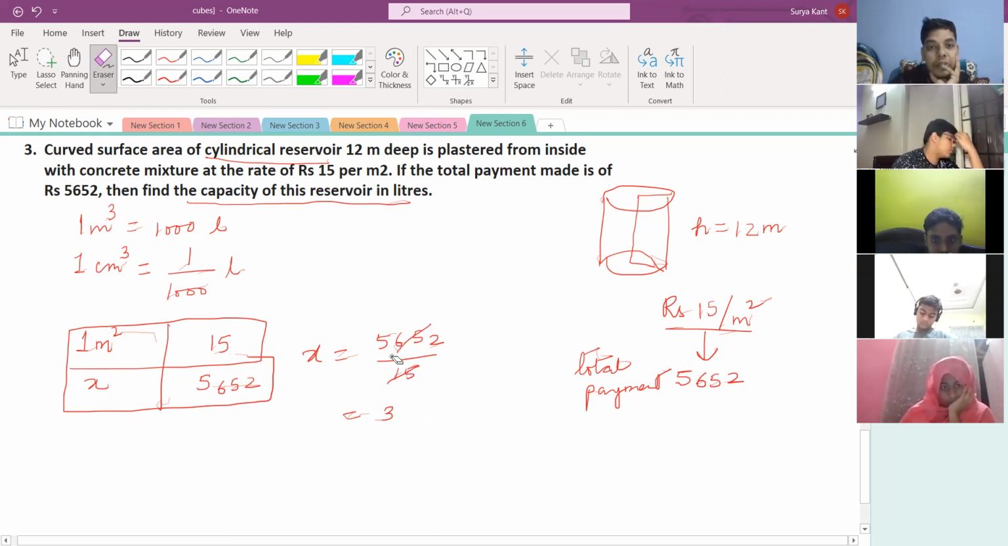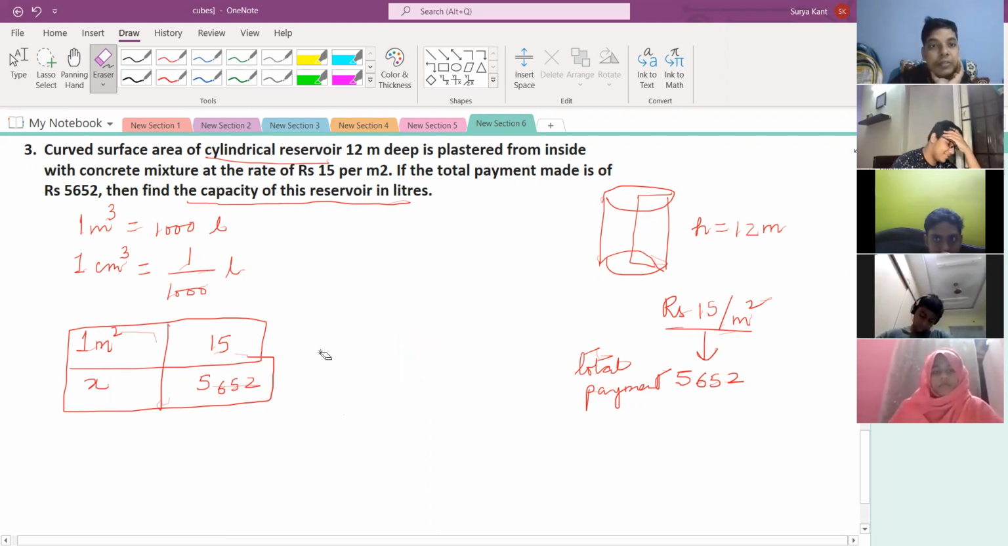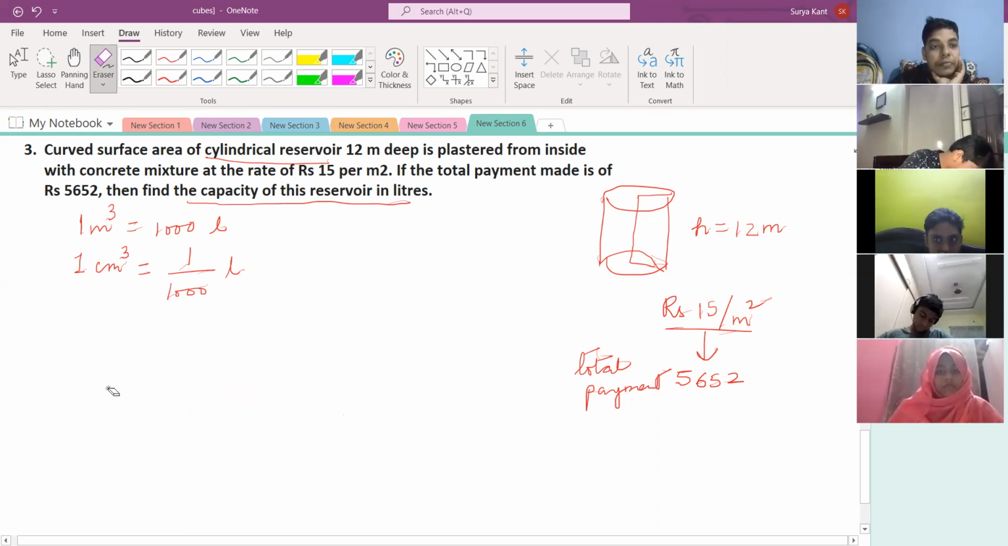Sir, I copied the wrong value. Wrong value copied, sir, and I've been solving that thing for 15 minutes, sir. Acha. 12 meter deep, 50 meter square.